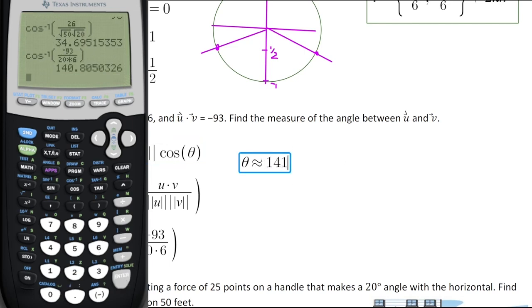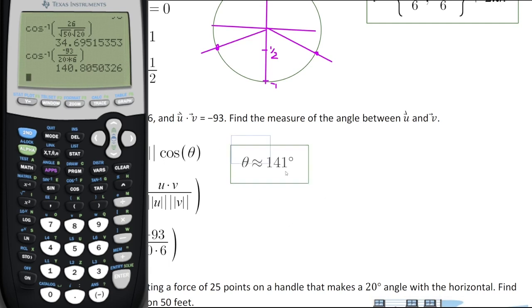Remember, and I'm going to keep hitting this every time we talk about the angle between vectors: when the angle is obtuse between two vectors, the dot product's negative. So we saw we had a pretty strong negative dot product here. So these two are pointing not towards each other; there's 141 degrees between them. When the angle is acute, you'll have a positive dot product because the two vectors are basically pointing in the same direction. But here's our solution. The angle measures about 141 degrees.